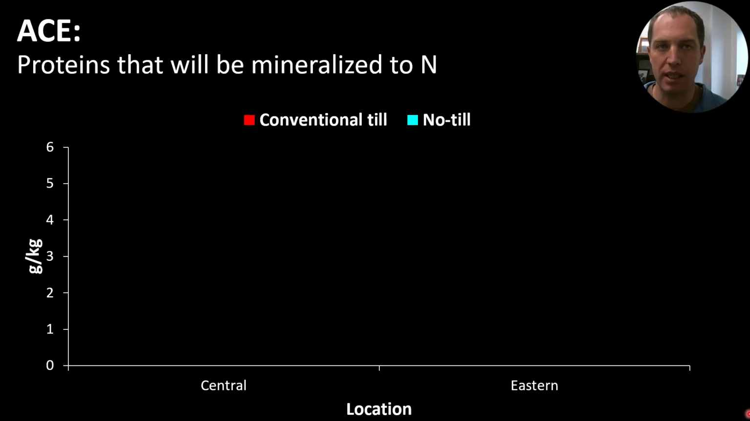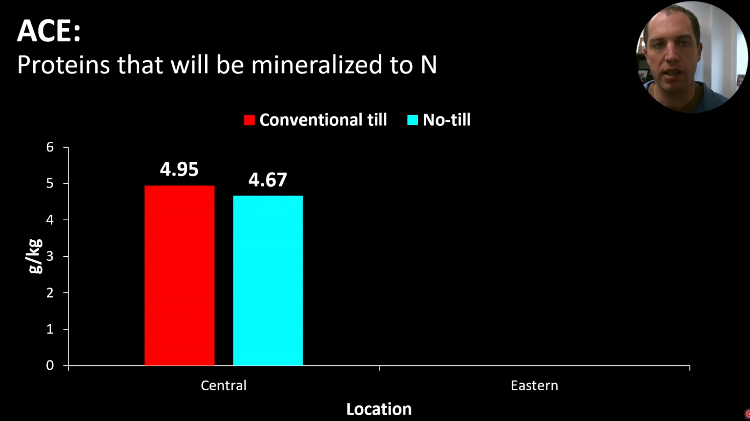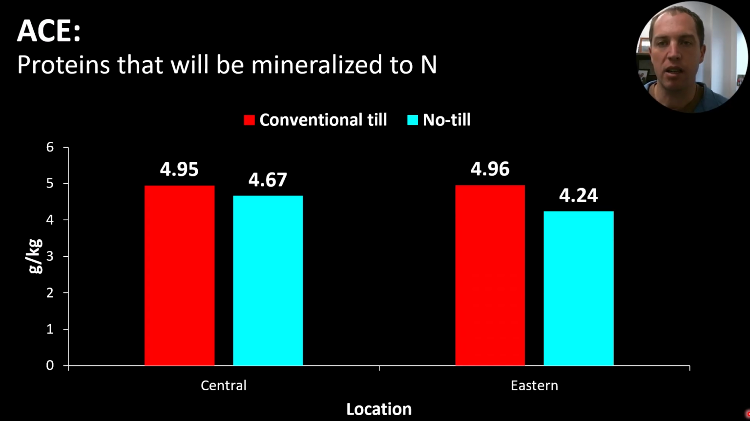ACE protein, easily mineralizable N, likely becomes available to the crop in the given year. Pretty similar, a little bit higher in conventional than no-till. We kind of flip roles here, and we'll talk about this. This is easily mineralizable nitrogen. And then the eastern side, also same trend.